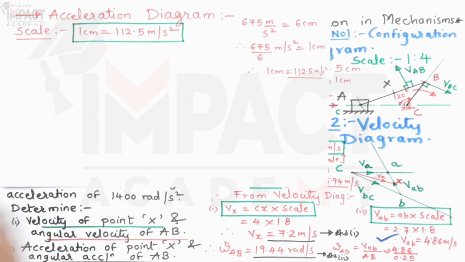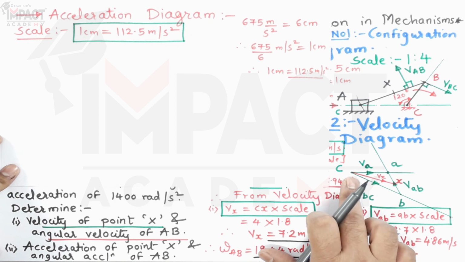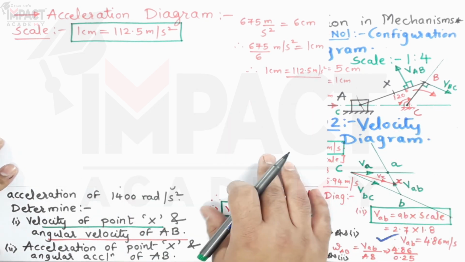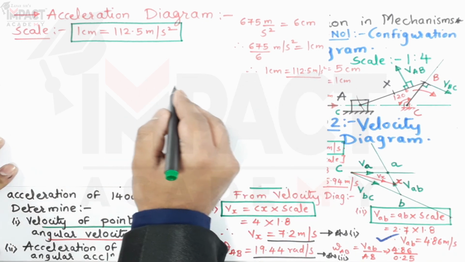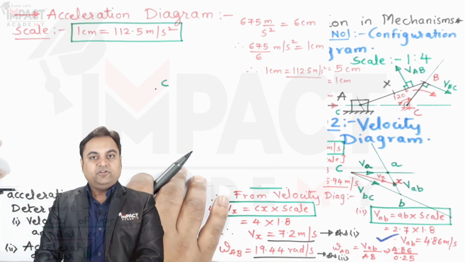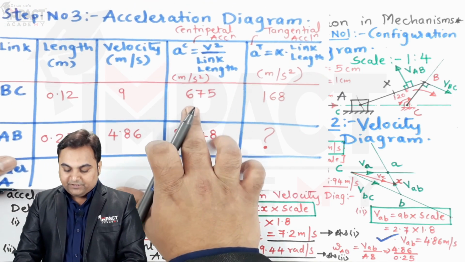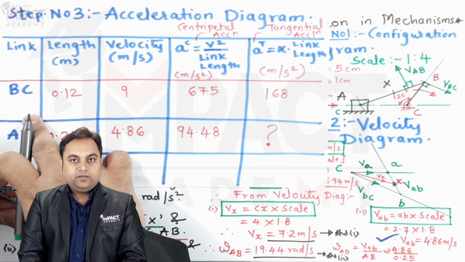And now I am going to start with the acceleration diagram. In a similar manner to how I drew the velocity diagram, by taking the fixed point C, here also I would be taking the fixed point C. This is the fixed point C. At first we have to look for the centripetal acceleration starting with link BC.